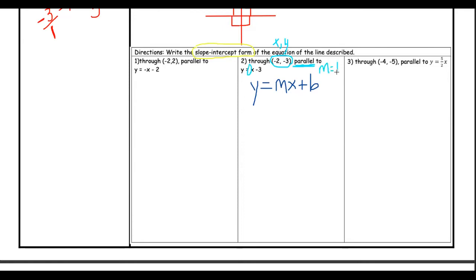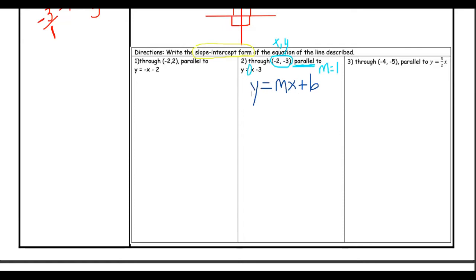All right, so we took all that time to identify what was important, and now we're going to substitute all the important information into our formula. Okay, so we have x, y, and m. That's just about everything. Let's start substituting in.